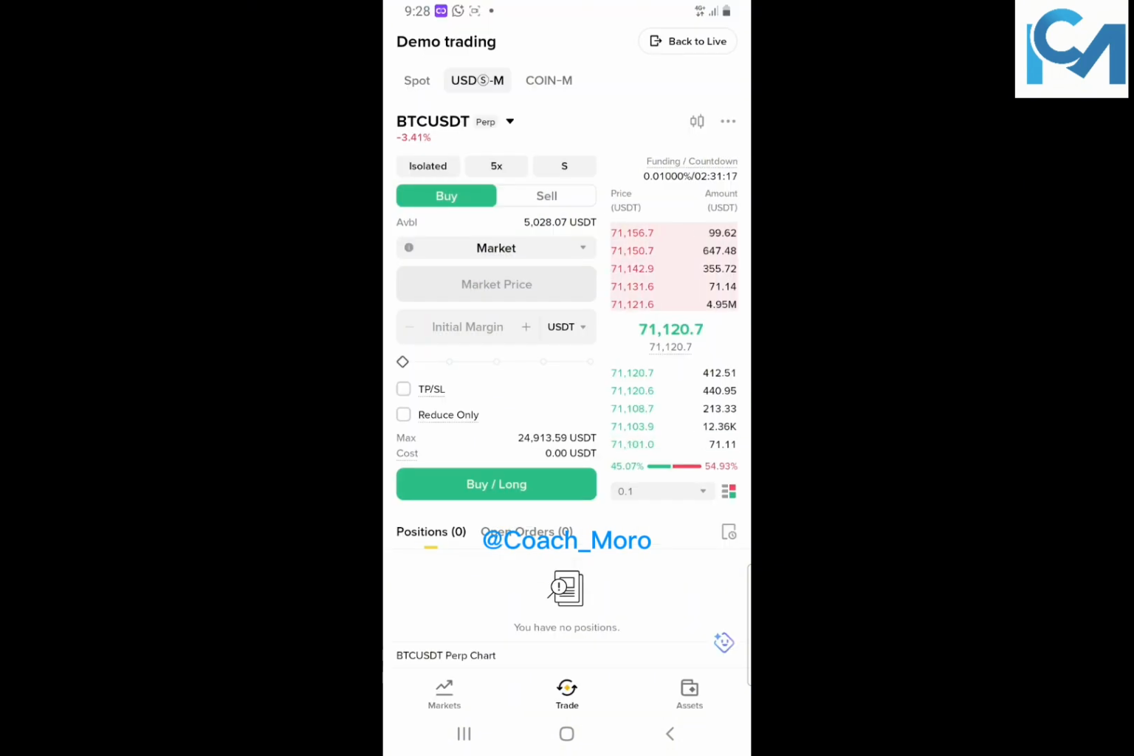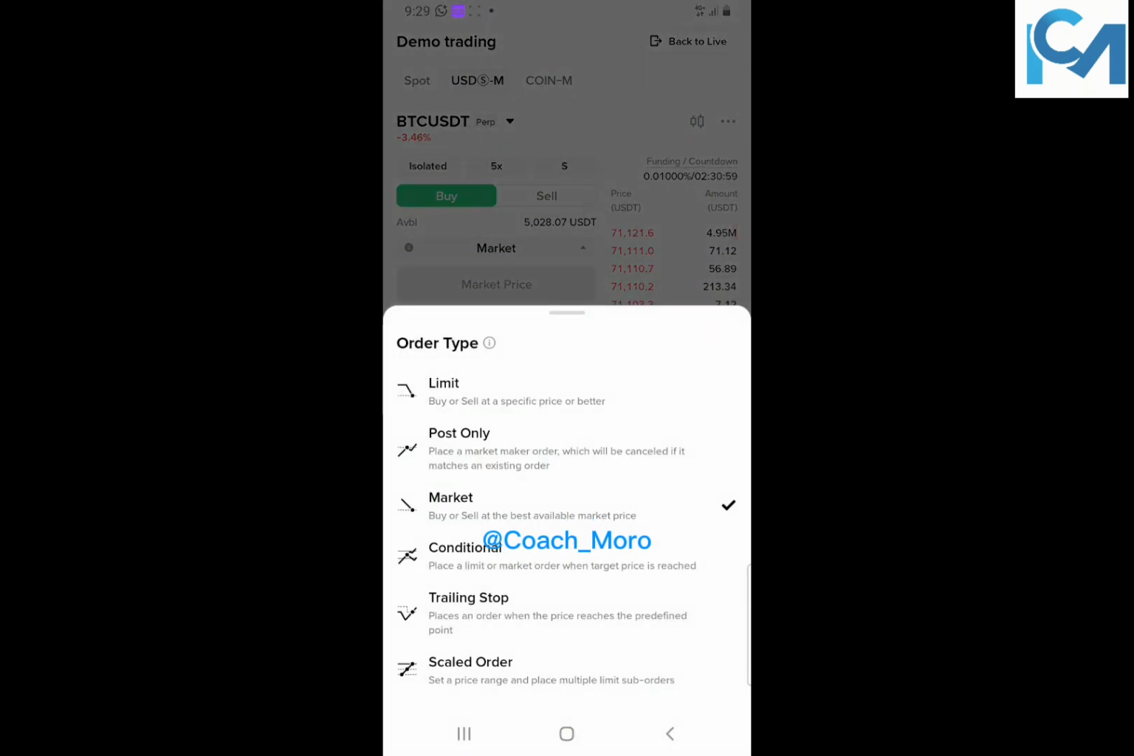And we have something called order. The order is all about how you want to start or execute your trade. Beside the market, you can click the drop down menu. We have multiple order types: limit order, post only, market, conditional, a lot. But the ones I usually stick to are the market and limit order. When you choose a market order, you enter the trade at that particular time, at that particular value of the asset you are trading on. That's the market order.